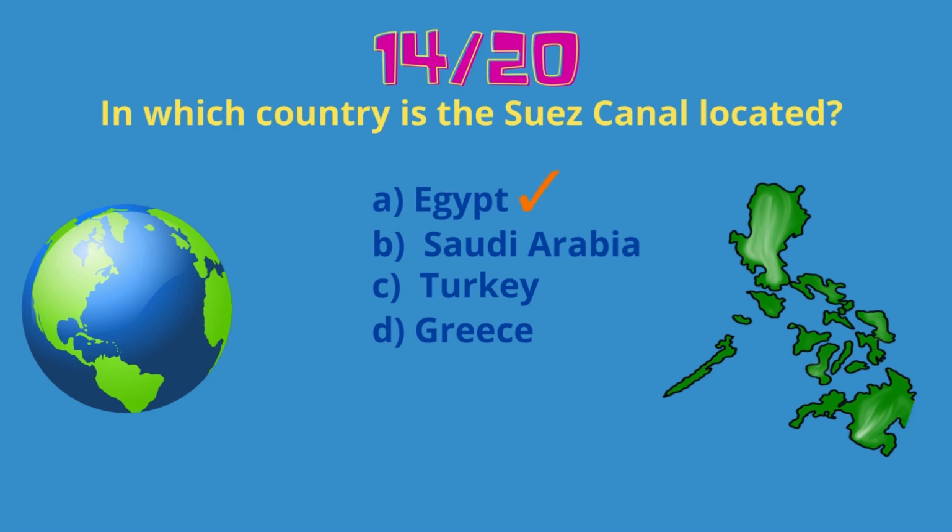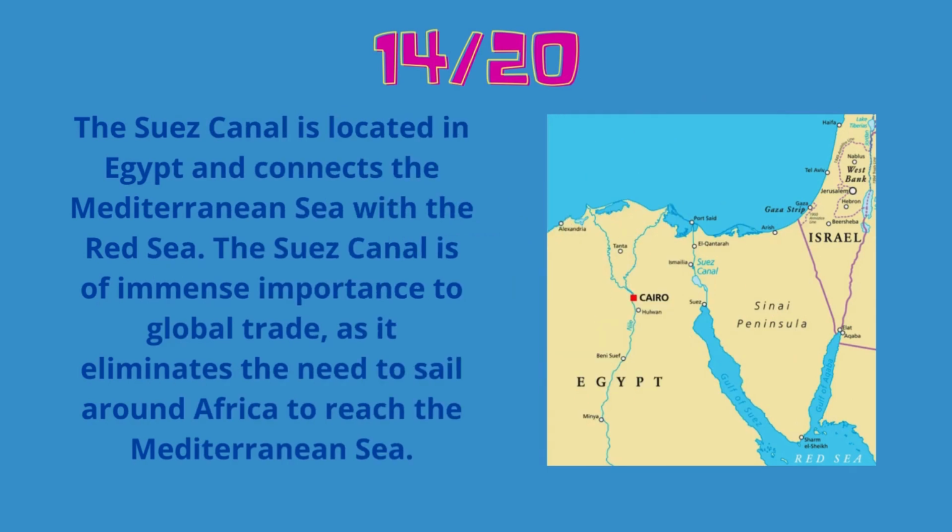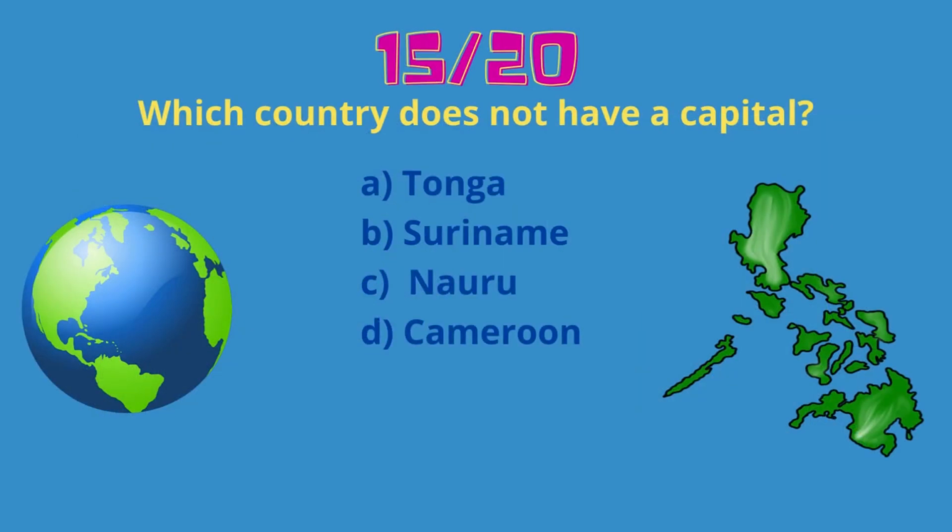Egypt. The Suez Canal is located in Egypt and connects the Mediterranean Sea with the Red Sea. The Suez Canal is of immense importance to global trade, as it eliminates the need to sail around Africa to reach the Mediterranean Sea. Which country does not have a capital? Tonga, Suriname, Nauru, Cameroon.